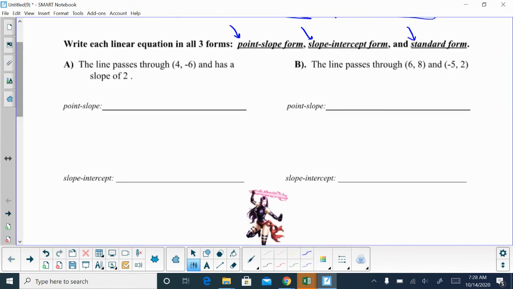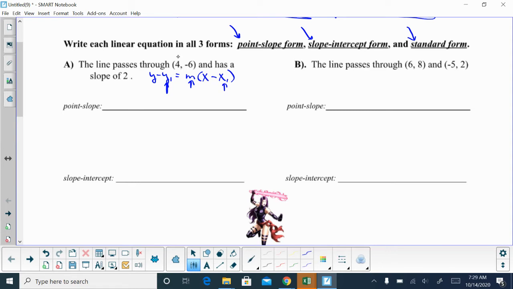Here we are given that the line passes through a point (4, -6) and has a slope of 2. Well, let's think back quick. What is point-slope form? Point-slope form is y minus y1 is equal to m times x minus x1. I am given a point, x1, y1, and the slope. That's why it's called point-slope form. And that's what I have here.